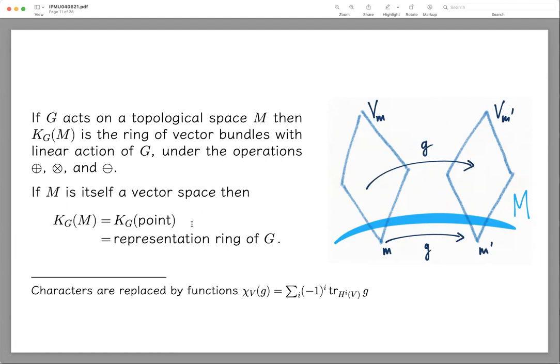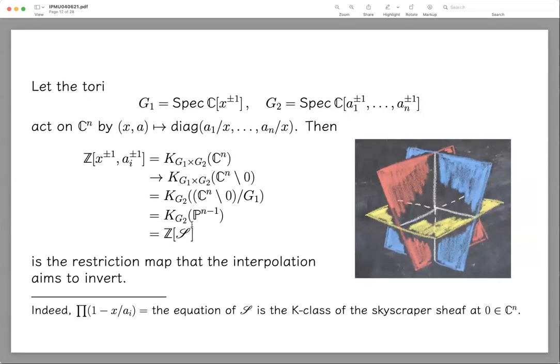Right, so for any topological space with a G action, we have that very interesting ring, the K_G of M, and its spectrum generalizes this. The spectrum of that ring is something we're going to be looking at. So for instance, to reinterpret our picture here, we'll take a one-dimensional torus with coordinate x.